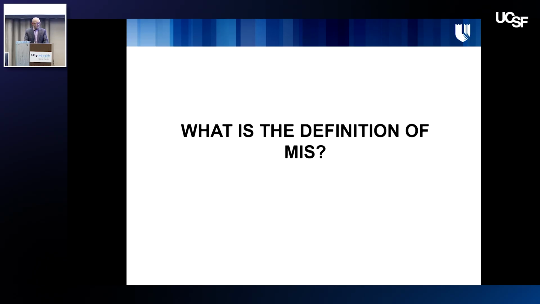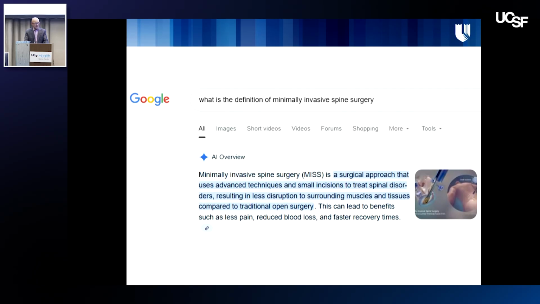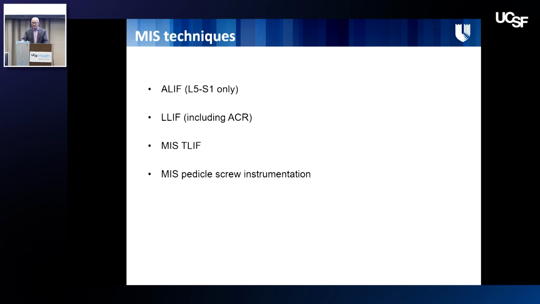When you ask Google, it doesn't really help much. It's very vague. Even with AI, it's advanced techniques, small incisions. And I think where the literature is at now is that, at least in the MIS deformity space, we consider L5 to S1 ALIF to be MIS. Anything above that, somewhat longer incisions, vascular mobilization, maybe less MIS than just L5 to S1. From the lateral corridor, lateral interbody surgery, including ACR, is MIS, MIS TLIF, and then MIS pedicle screw instrumentation.